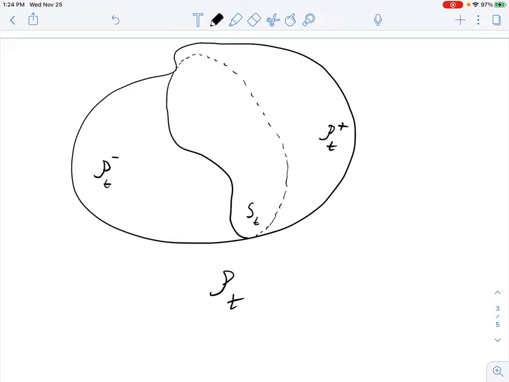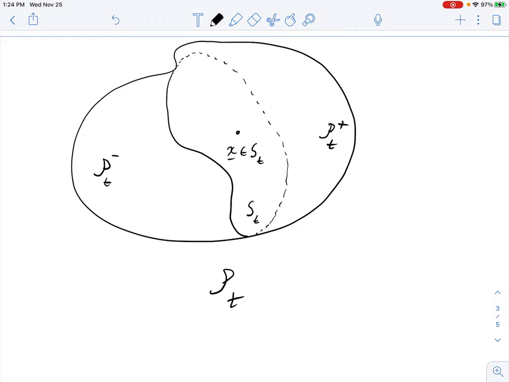All right. Let's say that we have a point X in that surface separating the two. And it has a unit normal, which we're saying points from negative to positive, so we'll call it N minus of X and T. Well, there's another unit normal that goes in the opposite direction, which points out from the plus side. We'll call that N plus of X and T.